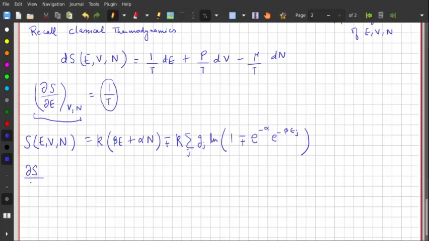So the partial derivative of S with respect to E at constant V and N, realizing that alpha and beta are also functions of E. This becomes k beta, that's the first term, plus k E partial beta with respect to E at constant V, N. If you see, this is a product of two terms, beta and E. First we took the constant and differentiated E with respect to E. That's why we have k beta, plus now we have k E, and now we need to differentiate beta itself.